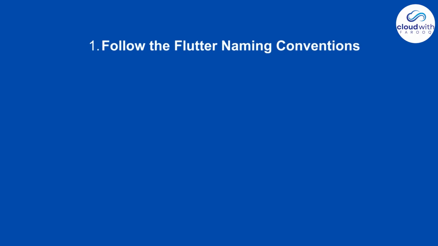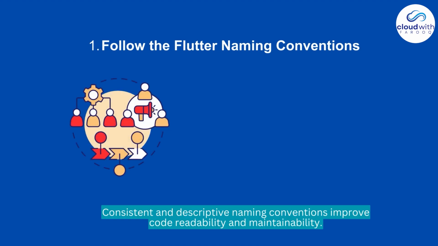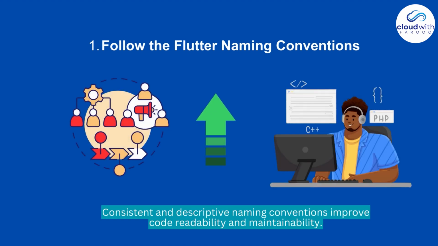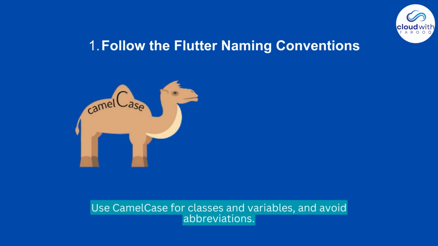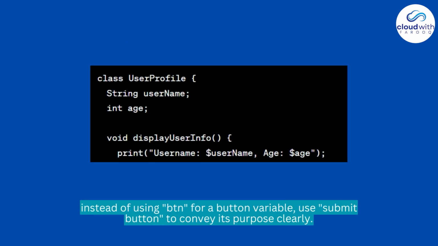Number 1. Follow the Flutter naming conventions. Consistent and descriptive naming conventions improve code readability and maintainability. Use camel case for classes and variables and avoid abbreviations. For instance, instead of using btn for a button variable, use submitButton to convey its purpose clearly.